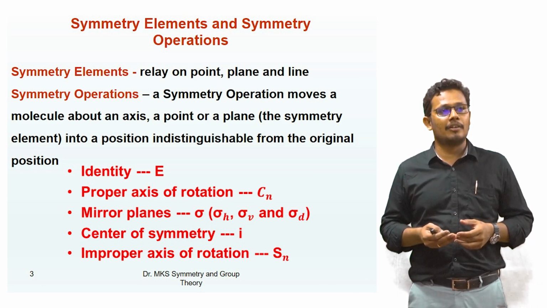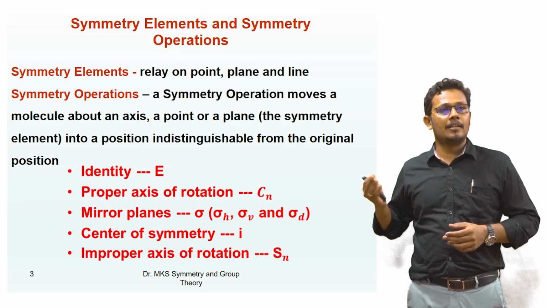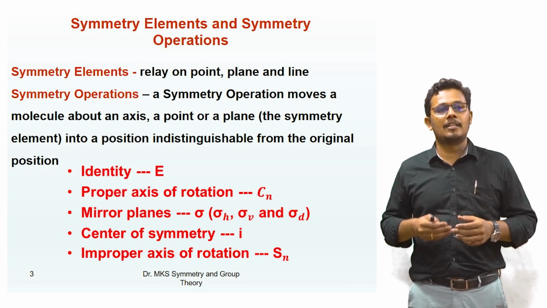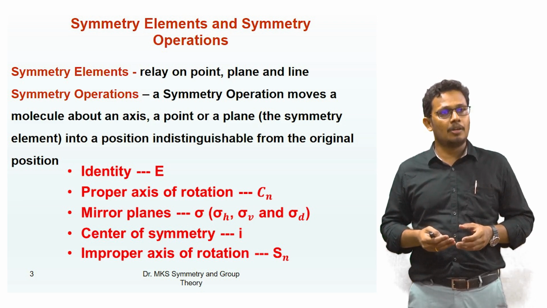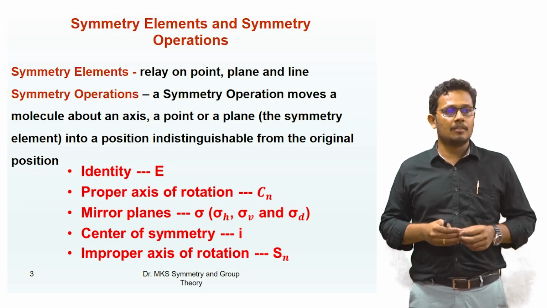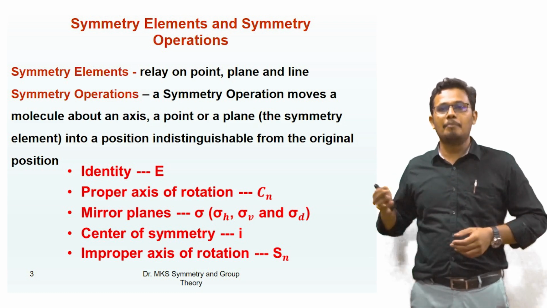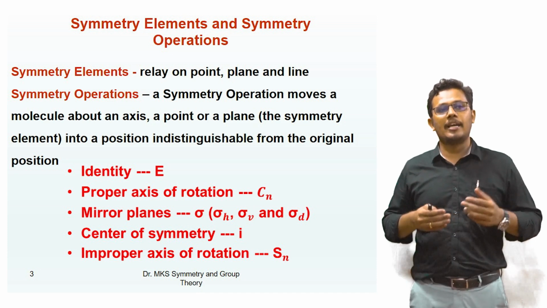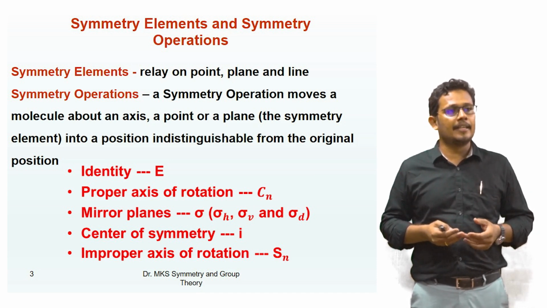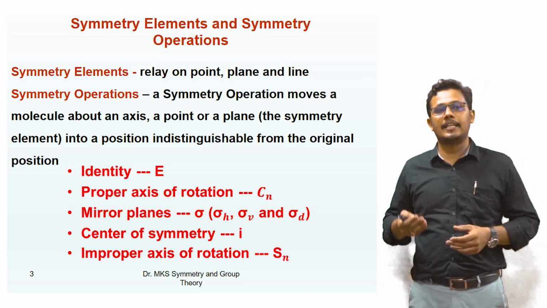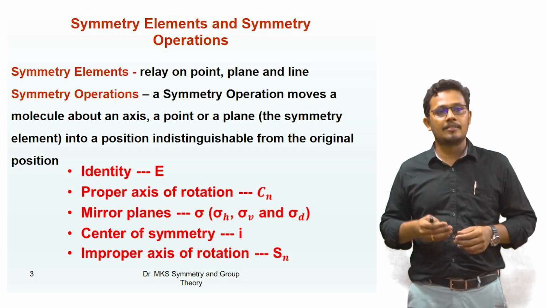We can also call that the rotational axis of symmetry, indicated by Cn. C represents cyclic rotation and n represents the number of times you rotate the molecule to get the original structure. The third one is the plane of symmetry, also called mirror planes. In mirror planes, we have three different types. The first is designated sigma h, indicating the horizontal plane. The second is the vertical plane, designated sigma v, and the last one is sigma d.